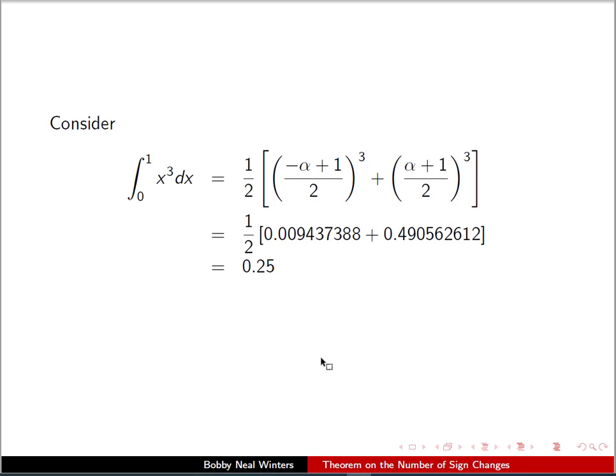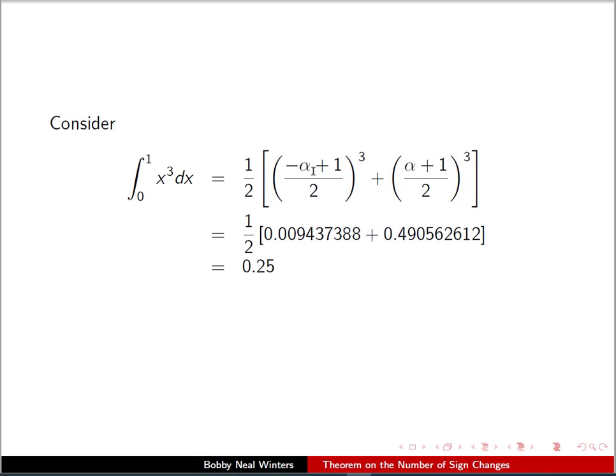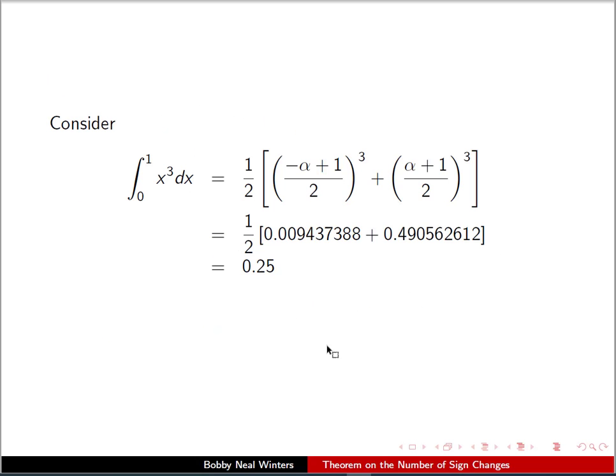So let's check it out. If we do my integral from 0 to 1 of x cubed, again going through this change of variable process, I get 1/2 times negative alpha plus 1 over 2 cubed, plus alpha plus 1 over 2 cubed, and bang, dead on accurate right there. Okay, the Gaussian quadrature, it's awesome. All you have to do is figure these out once, just once, and then you get to integrate again and again and again.